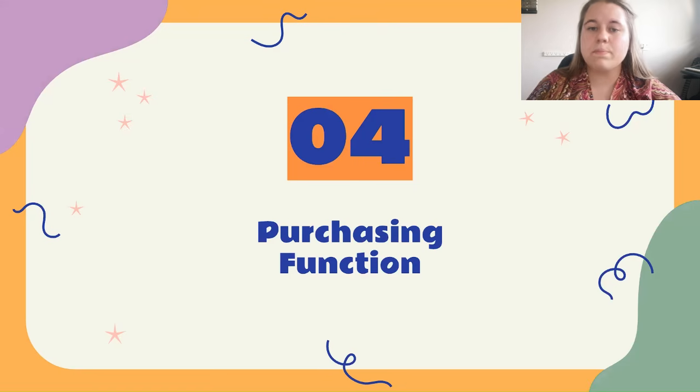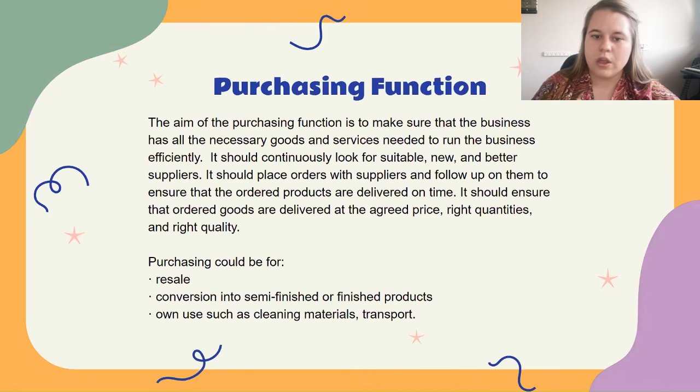All right, number 4, the purchasing function. The aim of the purchasing function is to make sure that the business has all the necessary goods and services needed to run the business effectively. It should continuously look for suitable, new, and better suppliers. It should place orders with suppliers and follow up with them to ensure that the ordered products are delivered on time. It should ensure that ordered goods are delivered at the agreed price, right quantities, and the right quality.